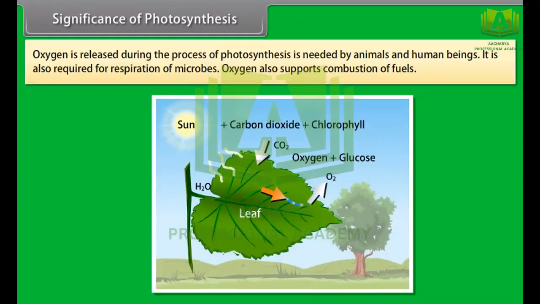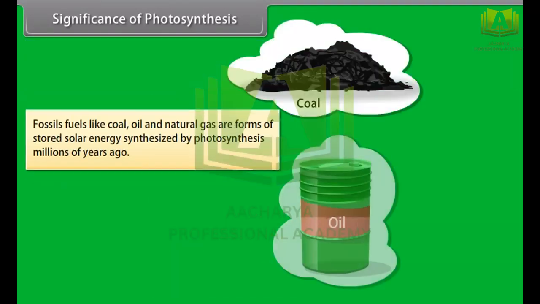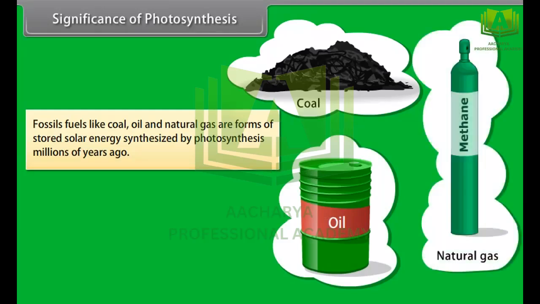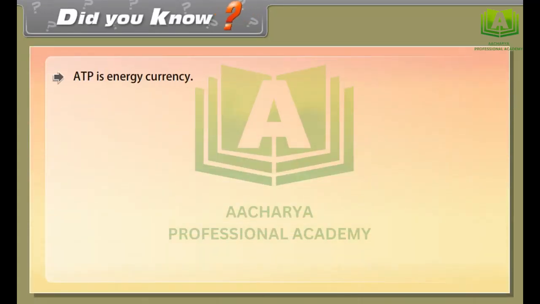Oxygen is released during the process of photosynthesis, and it is needed by animals and human beings. It is also required for respiration of microbes. Oxygen also supports combustion of fuels. Fossil fuels like coal, oil, and natural gas are forms of stored solar energy synthesized by photosynthesis millions of years ago. Did you know? ATP is the energy currency.